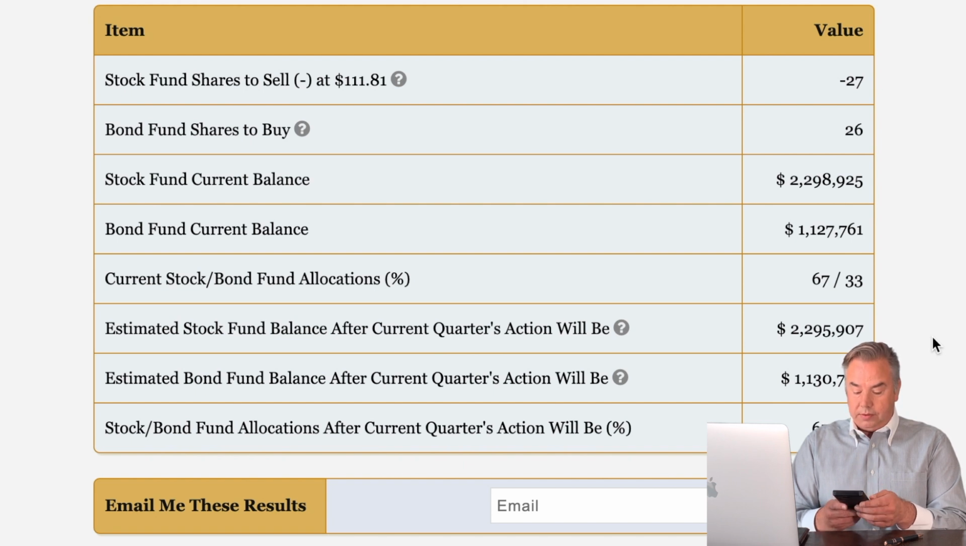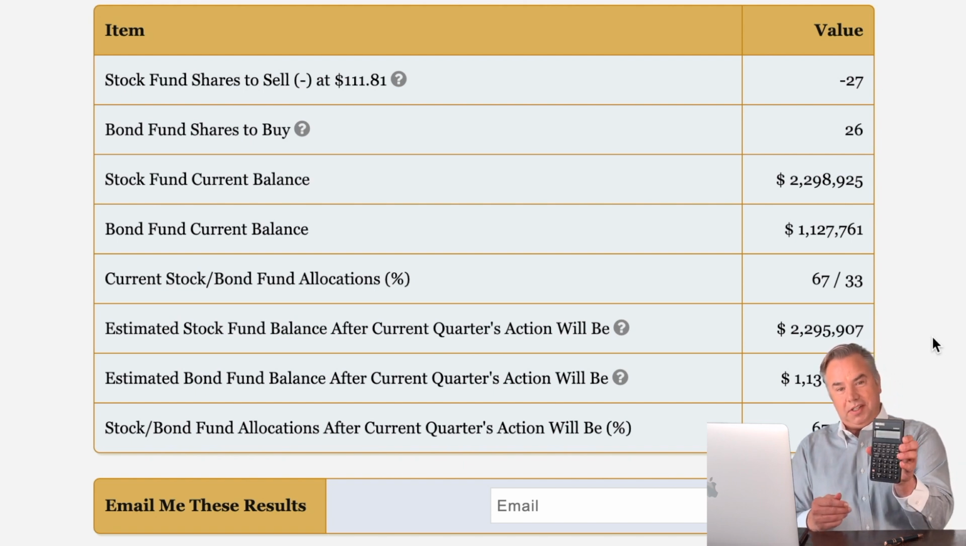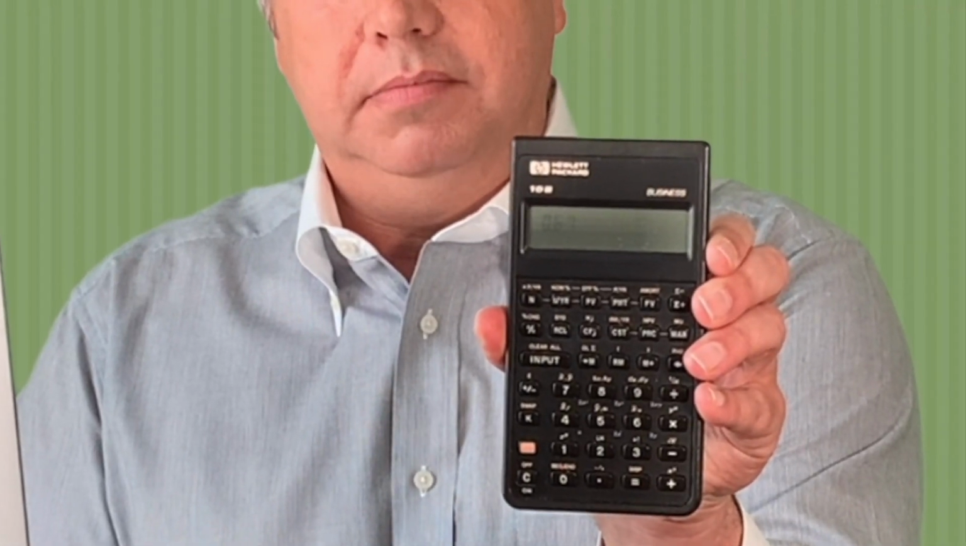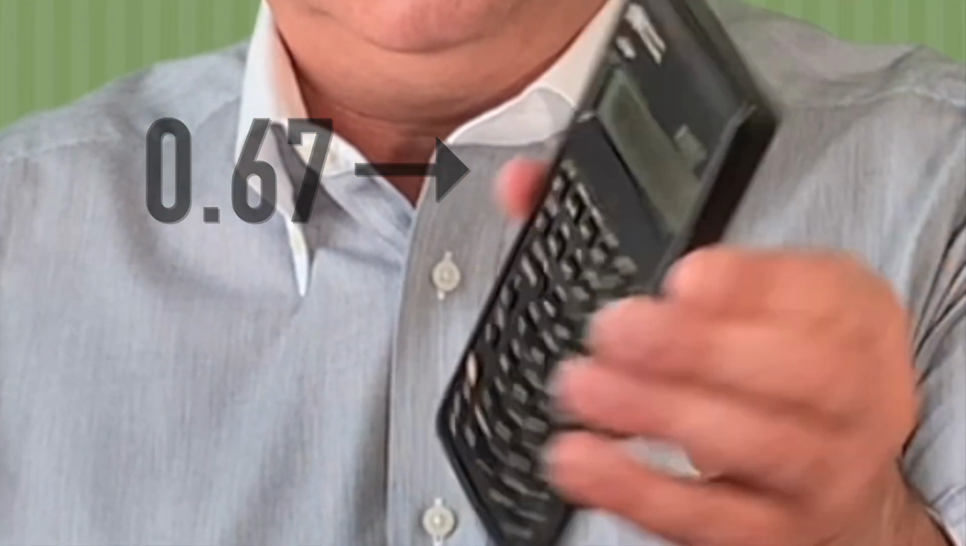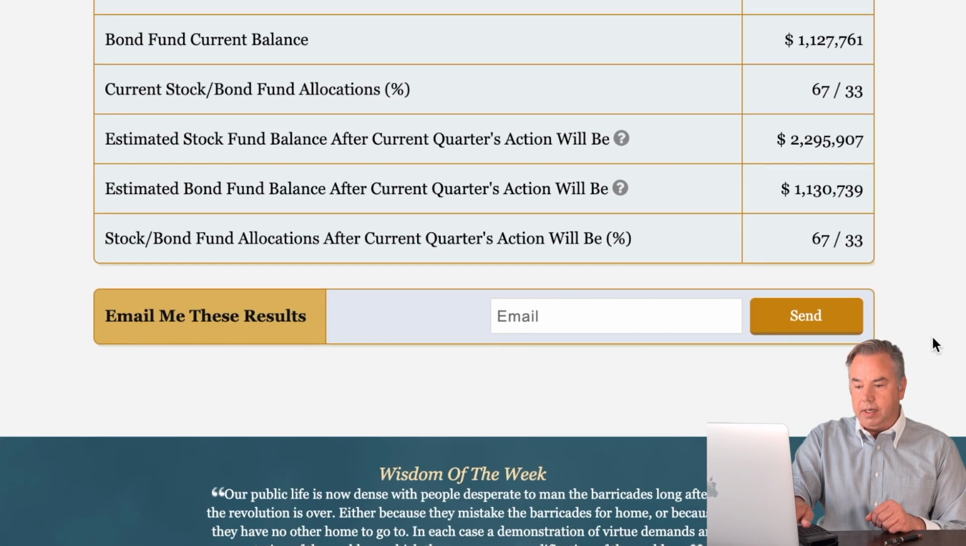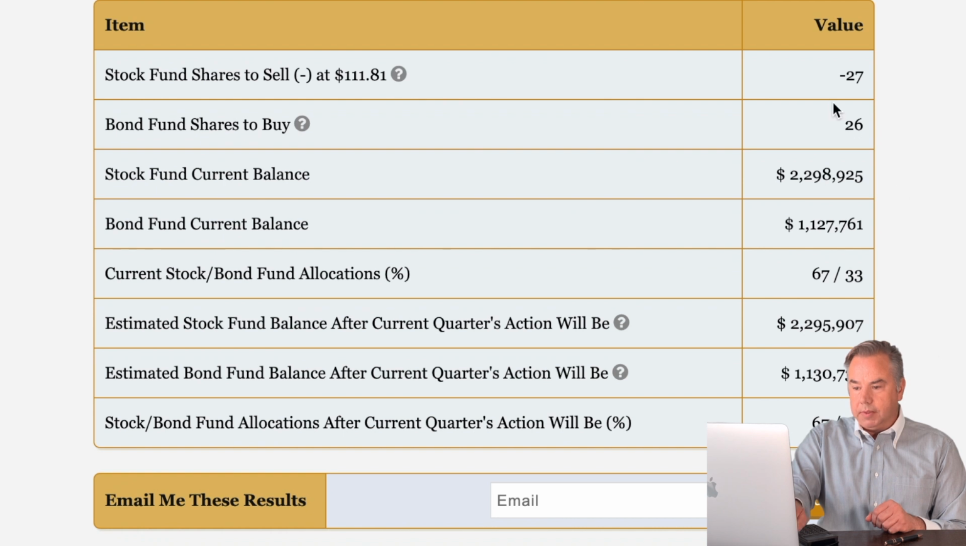698, and you get, as you can see, if you zoom in, a 67% stock allocation after you take these actions. That calculation is simple. It's just stock balance divided by total balance. That'll give you the percentage. That's it. You can send this to yourself or just look at it here and place the orders that you see right on the screen there.